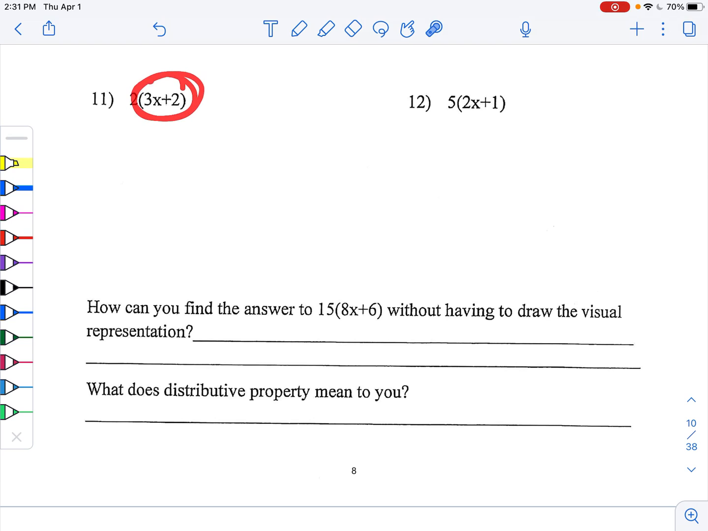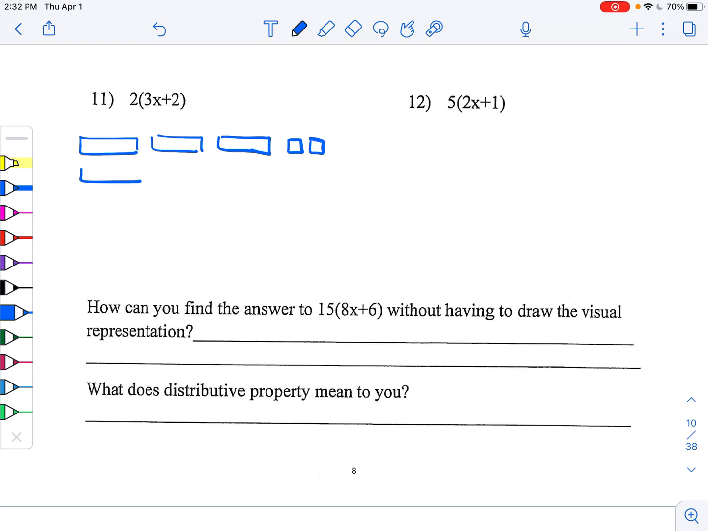All right, the last 2 problems. In parentheses, I have 3 x's plus 2. So I have my 3 x rectangles and my 2 baby squares. And it looks like I have 2 groups of that.